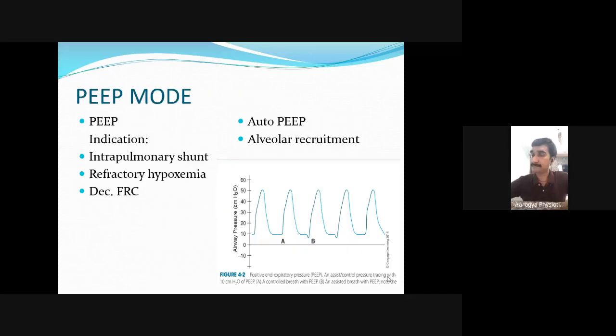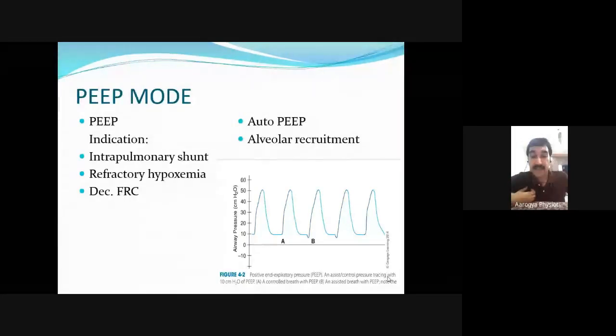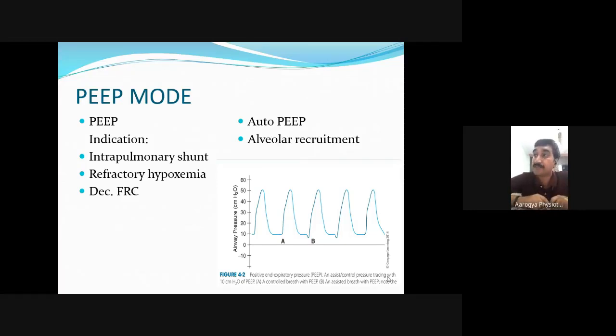Next, PEEP, positive end expiratory pressure. This is a very important mode. For all the patients, you need alveolar recruitment. You don't allow the alveoli to collapse. When there are high chances that the alveoli will collapse, there are chances of high atelectasis area in the lung, then you go for a PEEP mode. For PEEP mode, the indication is intrapulmonary shunting or a refractory hypoxemia when the functional residual capacity is reduced.